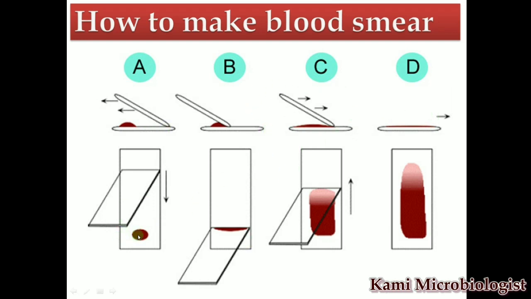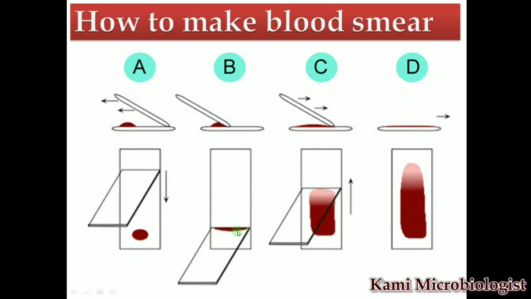Now once you place the blood drop, what will you do? You will place another slide which acts as a spreader. Once you put the other slide, you have to move it in a backward direction, as you can see. Once you move it backward, it will touch the blood drop. Now under capillary action, the blood will spread, as you can see.